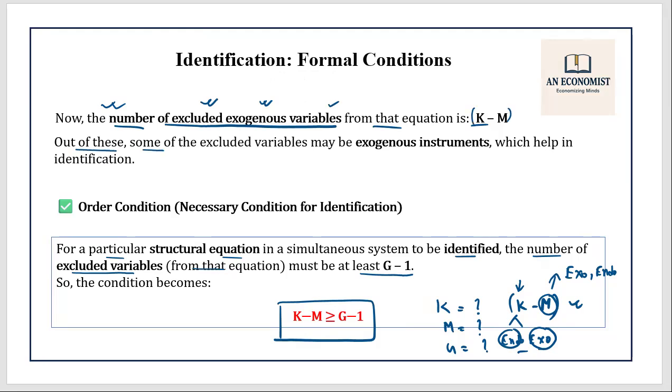Out of this, some of the excluded variables may be exogenous instruments, which will help you to identify the equation, right? Now, what is the basic criteria? The basic criteria is that the number of excluded exogenous shifters has to be greater than or equal to g minus 1.